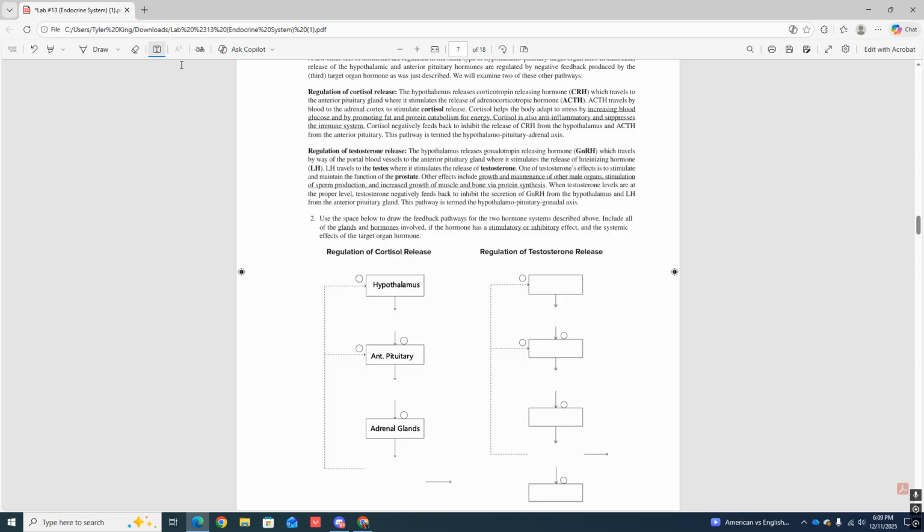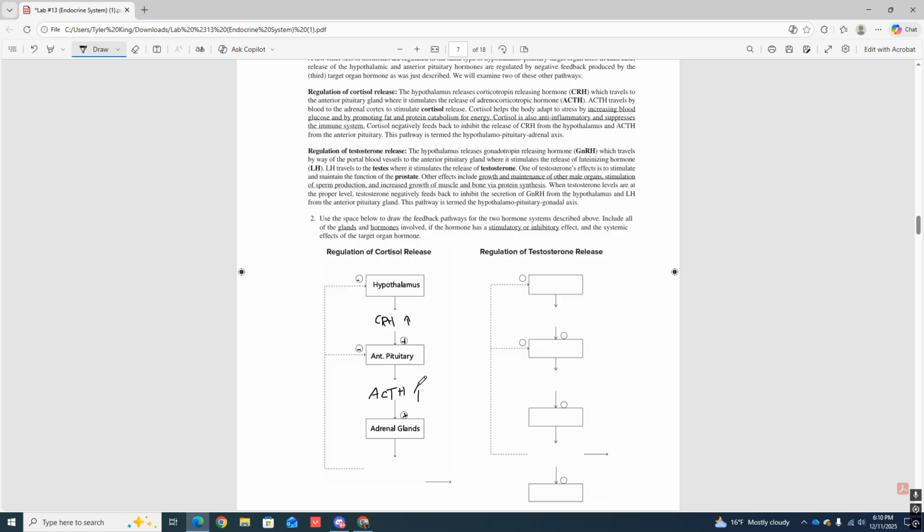And remember, in a normal pathway, what are the circles always going to look like? It's always going to be a plus here, a plus here, and a minus here. So now what hormones are coming out of these? The hypothalamus, for the cortisol pathway, is going to release CRH, corticotropin releasing hormone. So we'll put that in here, CRH, perfect. We know that these levels are going up. Because it's a releasing hormone, it's going to tell the anterior pituitary to release adrenocorticotropic hormone, ACTH.